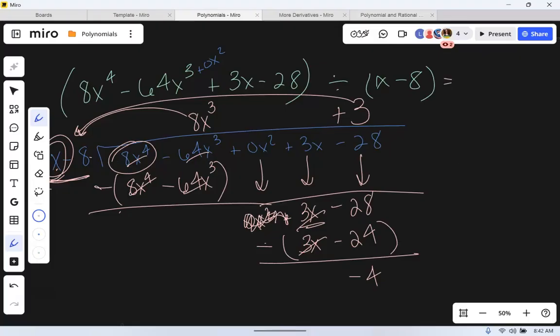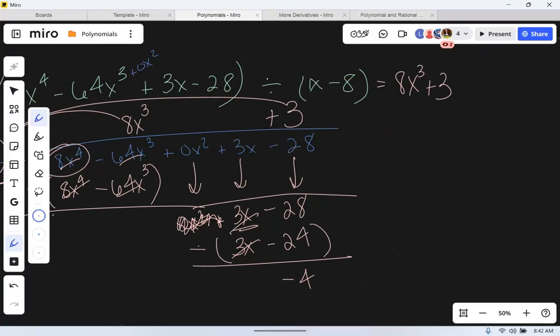So when I divide these, I get 8x cubed plus 3. And then I do remainder over. And you can do plus negative 4, or you can do minus 4 over x minus 8. What do you think about long division? So that's your answer. That is your answer.